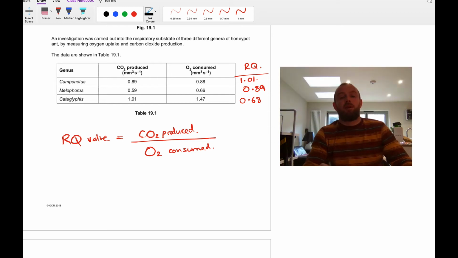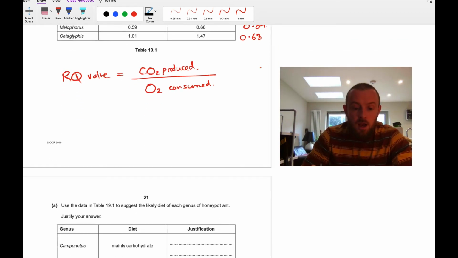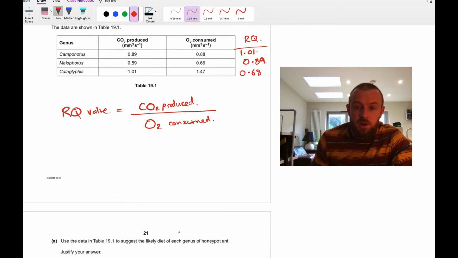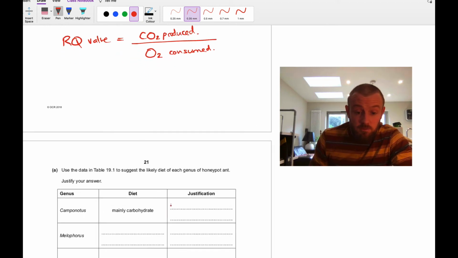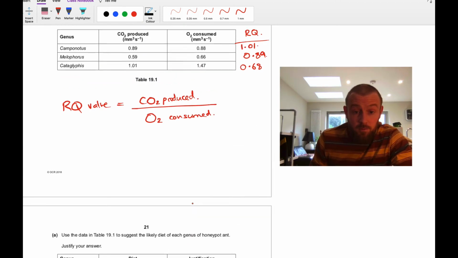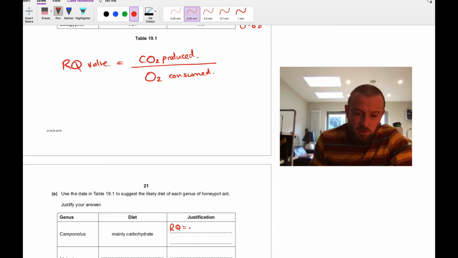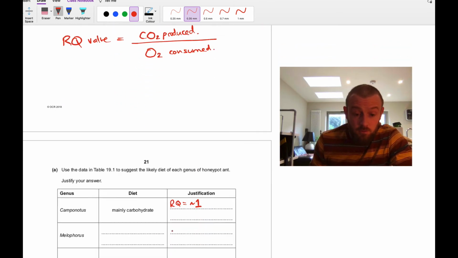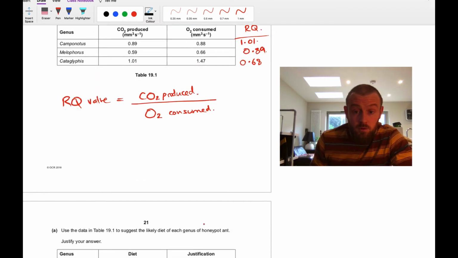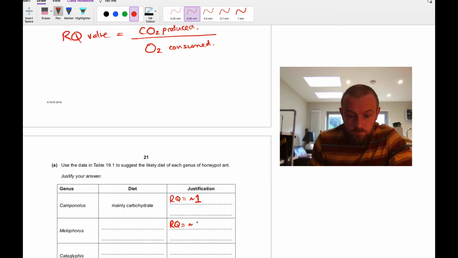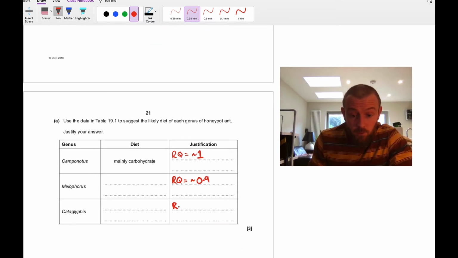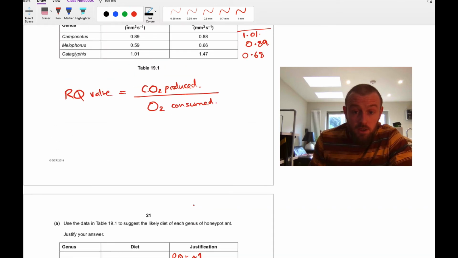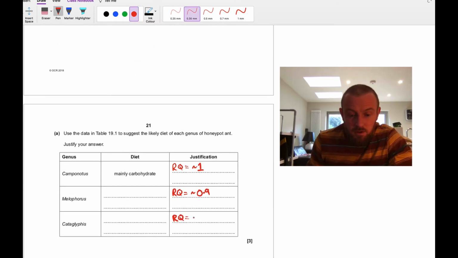So we're going to use these numbers below. I would actually just go ahead and write in the RQs in the justification. For Camponotus, the RQ is pretty much 1, close to 1. For Melliphorus, the RQ is close to 0.89, close enough to 0.9, and for Cataglyphis, the RQ is close to 0.7.